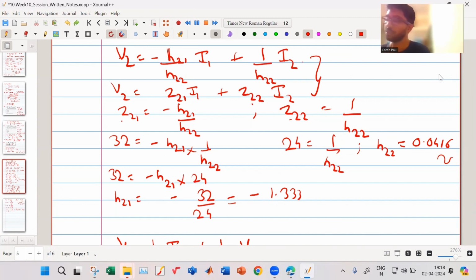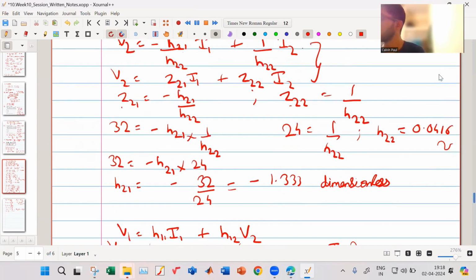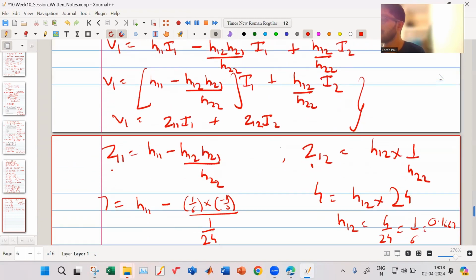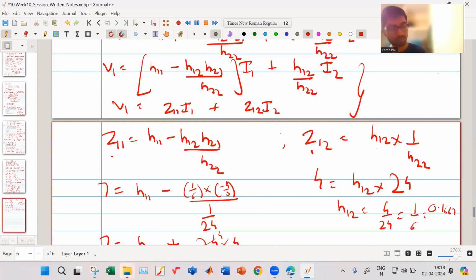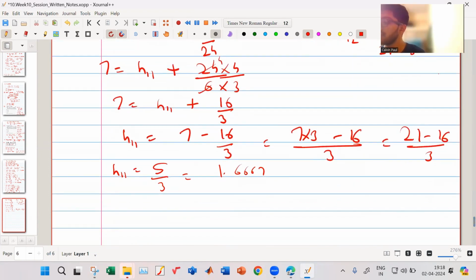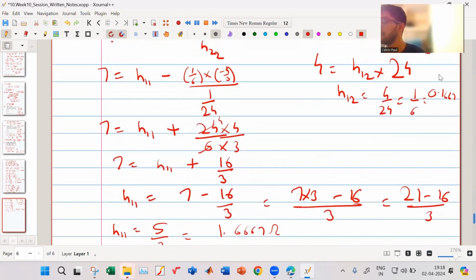What will be your dimension of H21? Dimensionless quantity. Yes, it has no dimension. What will be the dimension of H12? Again, dimensionless. And what will be the dimension of H11? Ohm. Yes, H11 is in terms of ohm. So, any queries? No, sir.